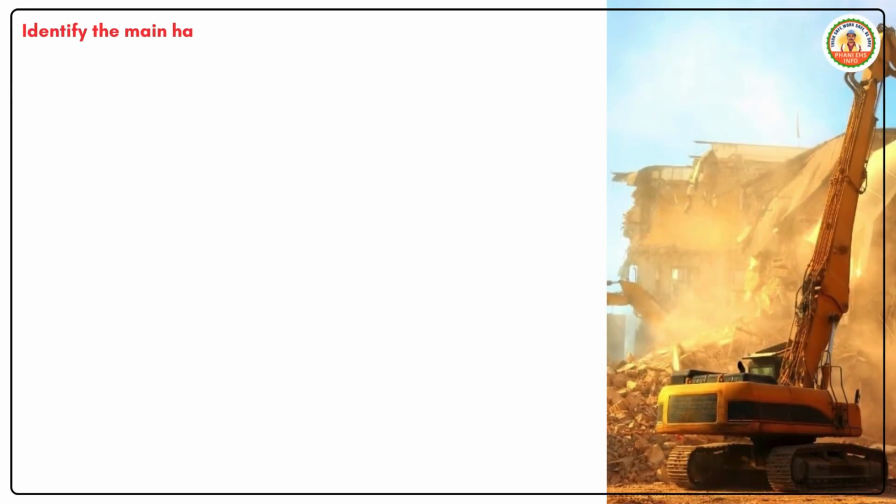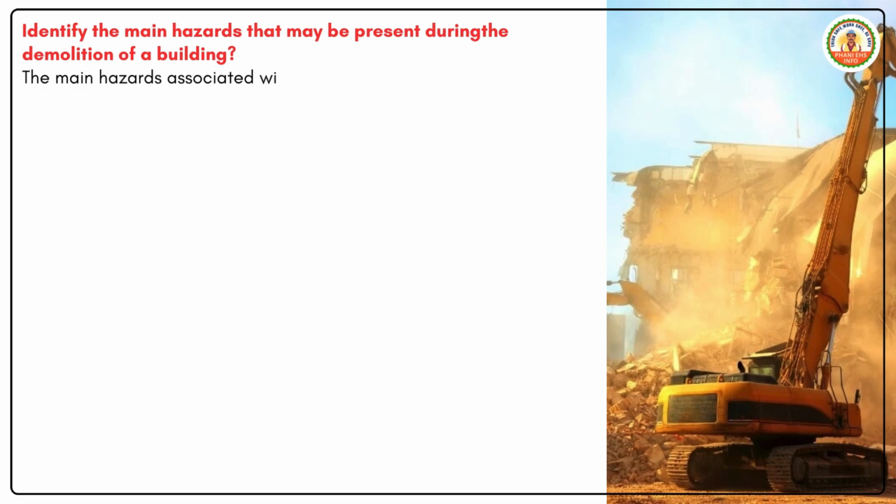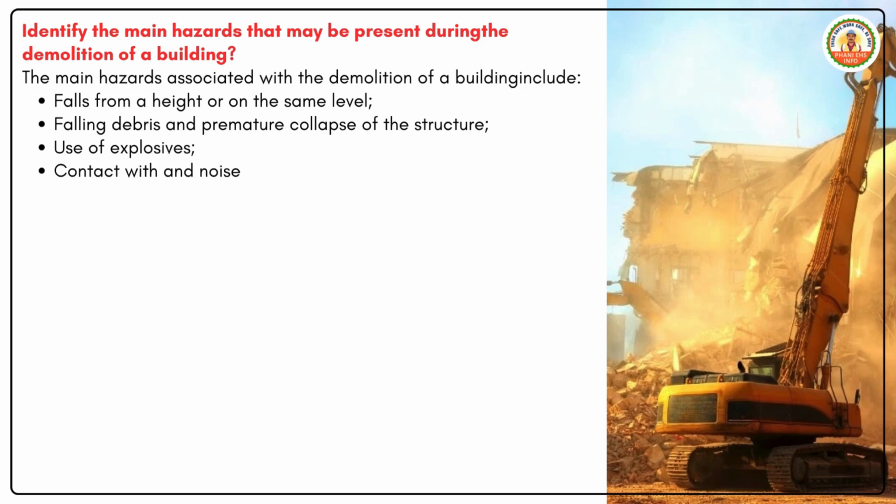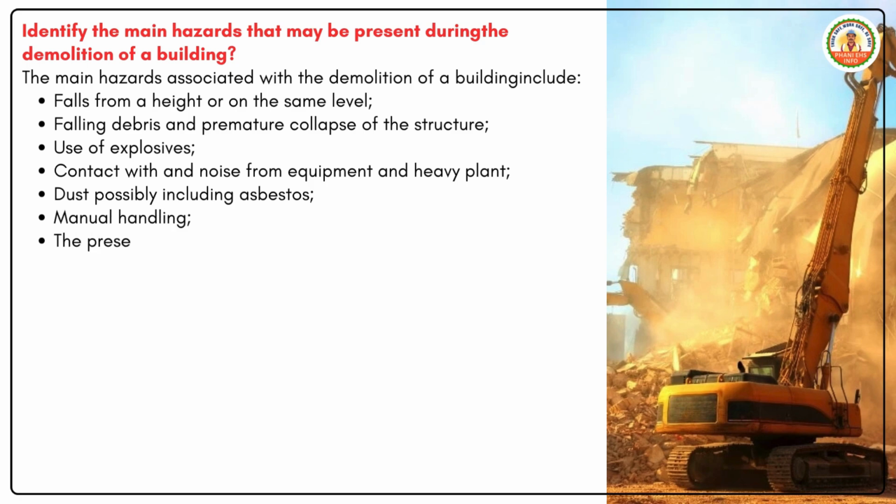Identify the main hazards that may be present during the demolition of a building. The main hazards associated with the demolition of a building include falls from a height or on the same level, falling debris and premature collapse of the structure, use of explosives, contact with and noise from equipment and heavy plant, dust possibly including asbestos, manual handling, the presence of hazardous materials from previous uses of the building.